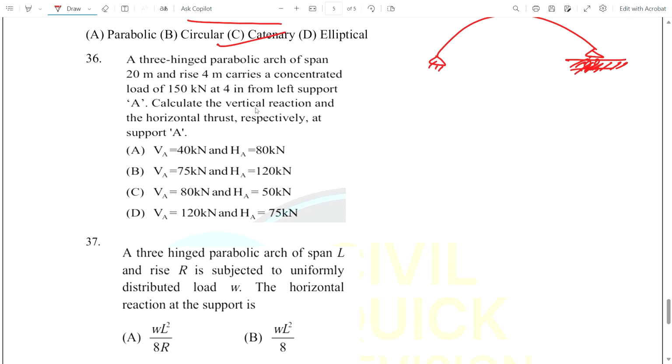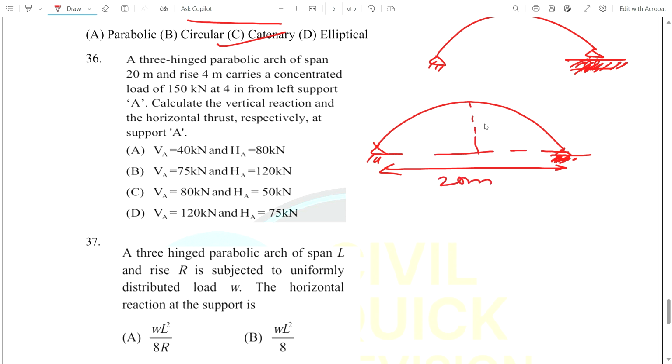Now question number 36, a 3-hinge parabolic arc of span 20 meter and 4 meter rise, with a concentrated load of 150 kilonewton at 4 meter from the left support. Calculate the vertical reaction and horizontal thrust at support A.